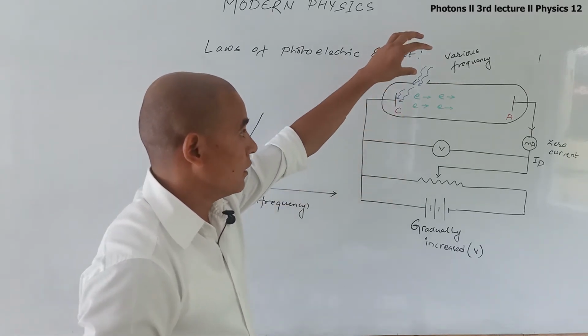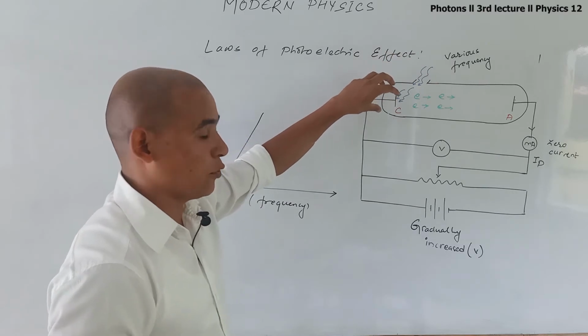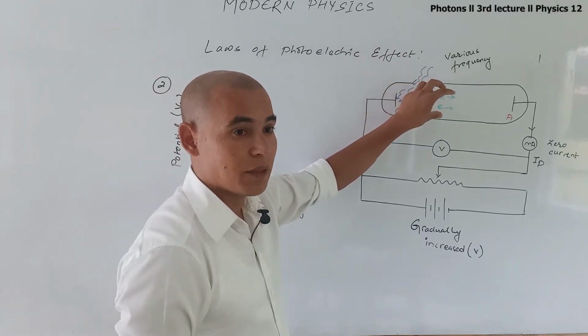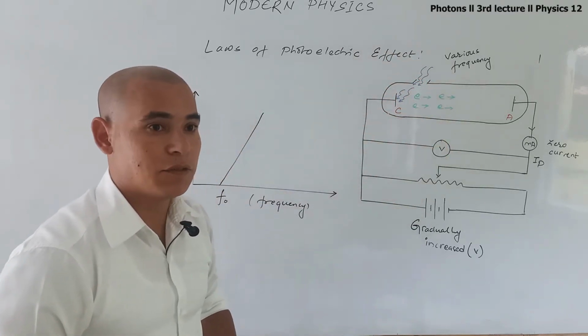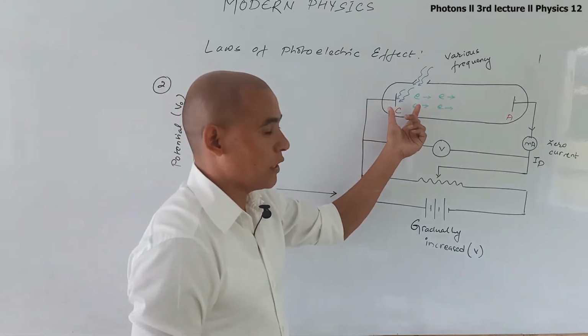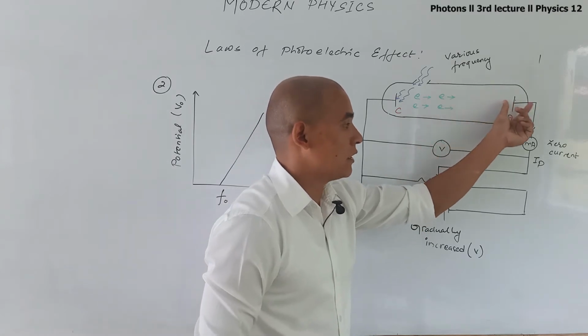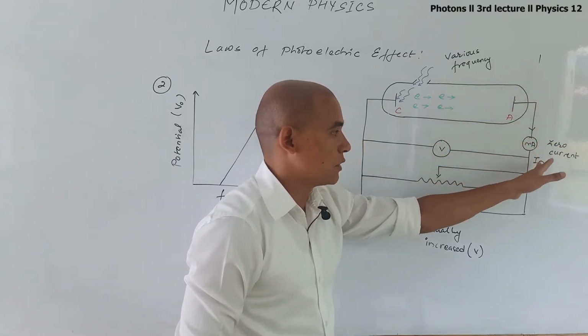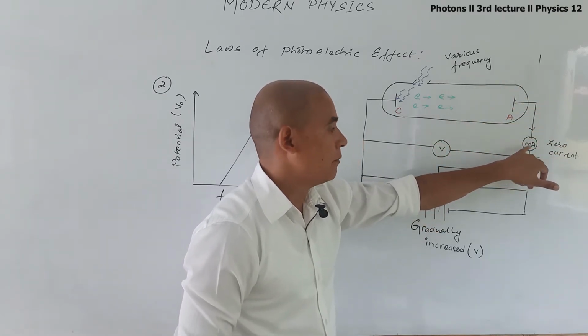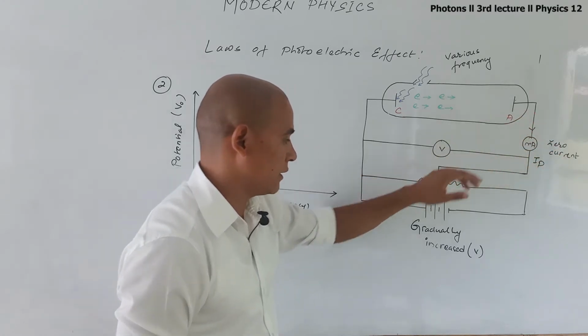When the radiation is incident on the cathode plate, it will emit electrons which are known as photoelectrons. These photoelectrons accelerate towards the anode and flow through the circuit, and the current is measured by the milliammeter.